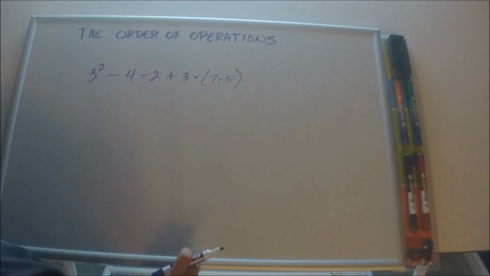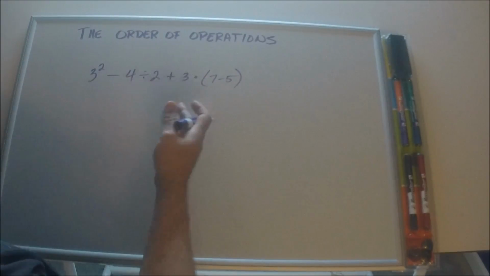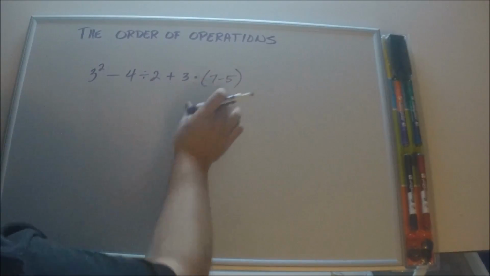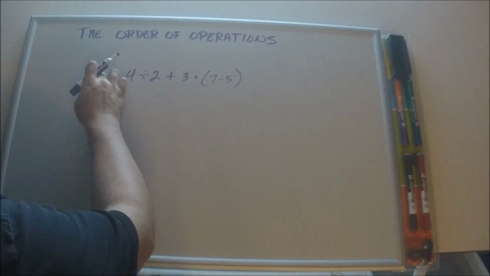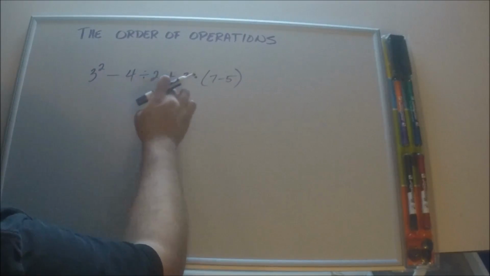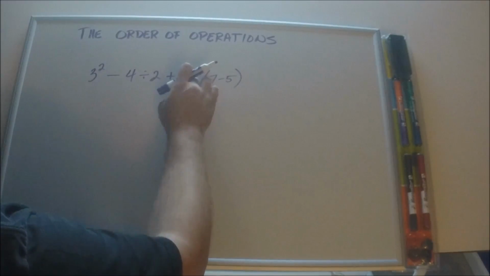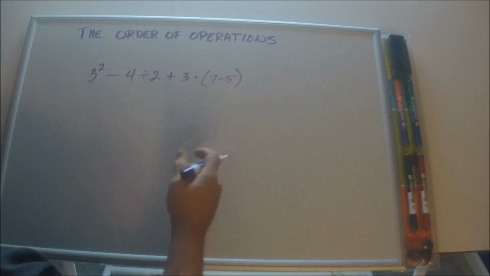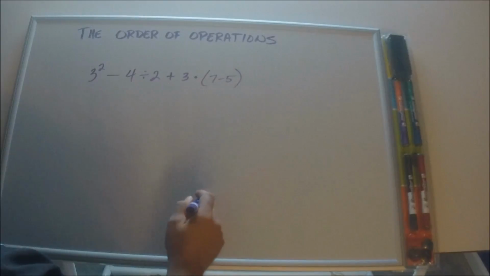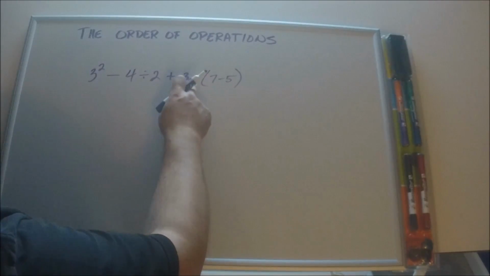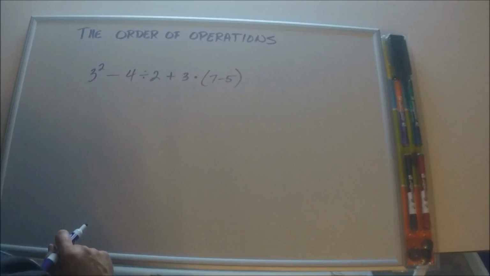All right, we're going to start off here with an expression that has a little bit of everything. You have parentheses, you have exponent, you have subtraction, division, addition, multiplication. And by the way, here in middle school, we like to use the raised dot for multiplication or numbers next to parentheses because the X symbol can be confused for a variable. So this raised dot, just so you know, means multiplication.